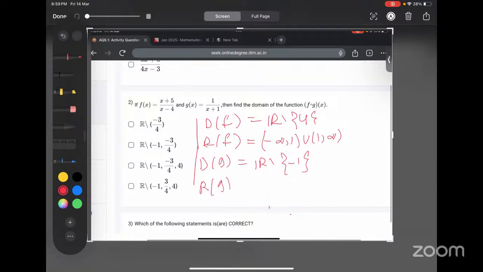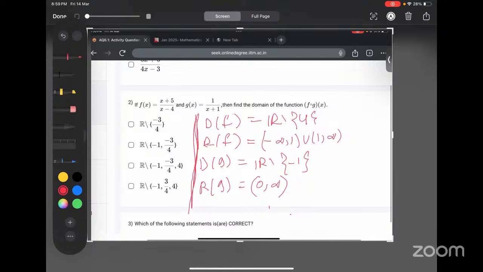Okay. 0 to infinity. So we will exclude the point 0, right? Because we don't have infinity. So we have to exclude the point 0, right? Is it fine? Okay. Fine.